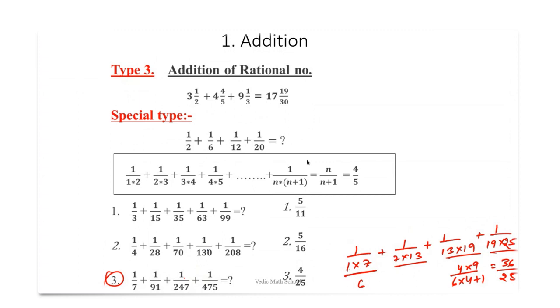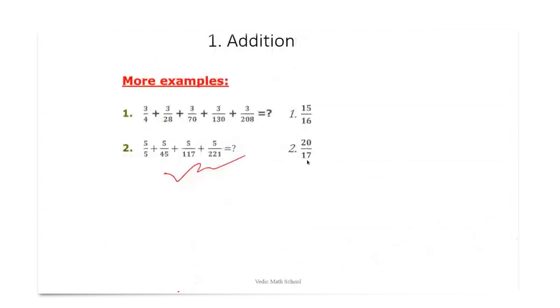Okay, in the same question, I'm addressing the same problem here. Look at this. Can you solve this one? Everyone, first question: 5 upon 5, 5 upon 45, 5 upon 117, 5 upon 221. So what is the process? Again, count the numbers. There are 4 terms. So 4 into 5. So write down 5. Now next, you have to find the gap. A is the gap.